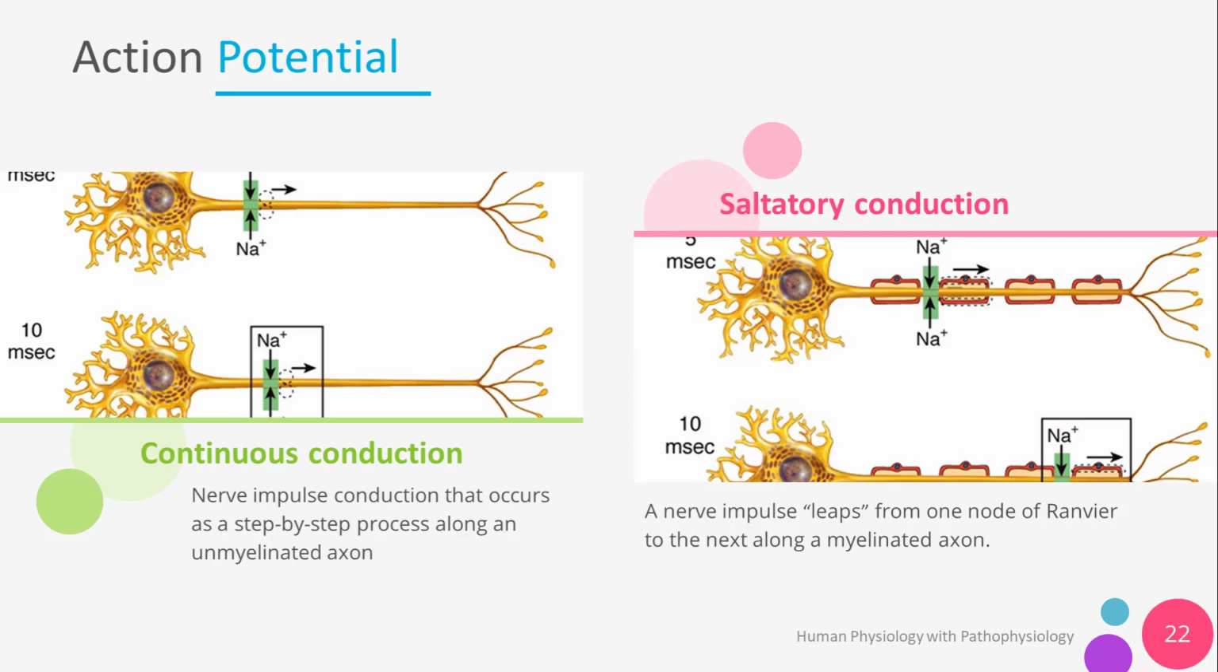In saltatory conduction, again, a stimulus will cause the sodium channels to open, making the membranes to be depolarized to positive 30 millivolts. The local current will develop, but instead of spreading segment to segment, it will only depolarize at the nodes of Ranvier. So myelinated axons will be skipped over.